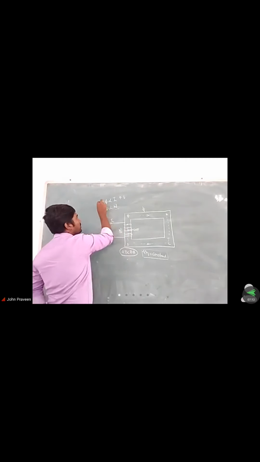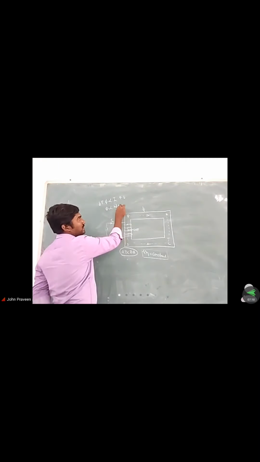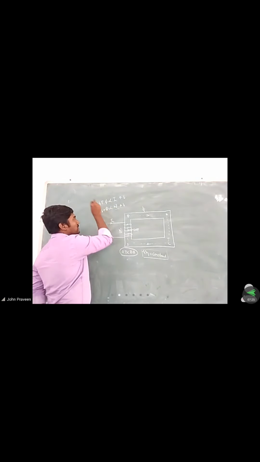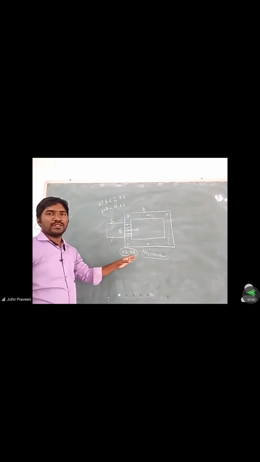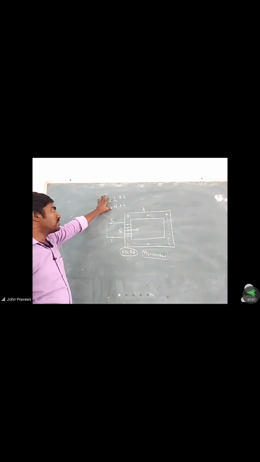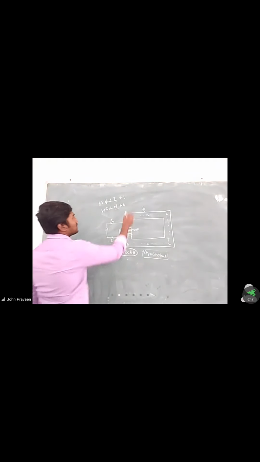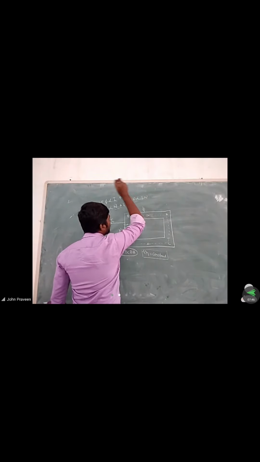If current is less, flux produced in the magnetic field will be less. Similarly, number of turns: if number of turns increases, flux also increases. If number of turns decreases, flux also decreases. So from these two things, finally we can give a statement. The flux produced is directly proportional to the number of turns and the current flowing through it. Therefore, phi is directly proportional to I into N.